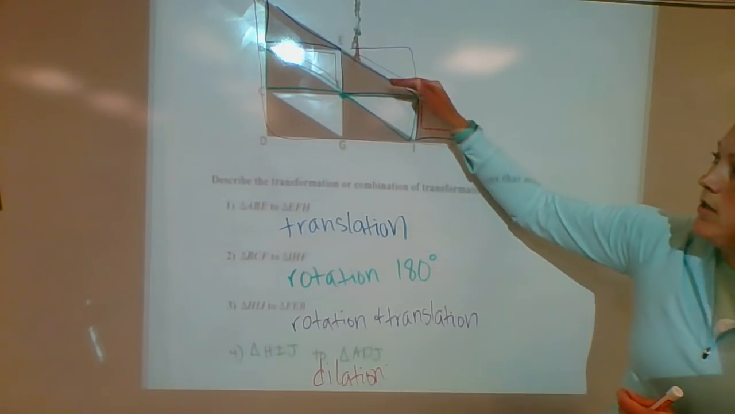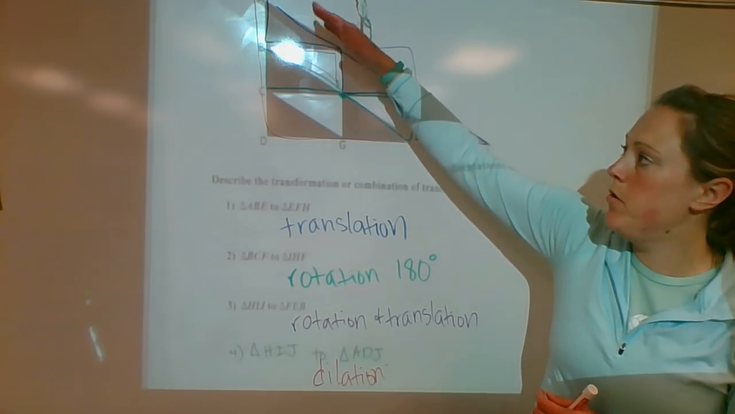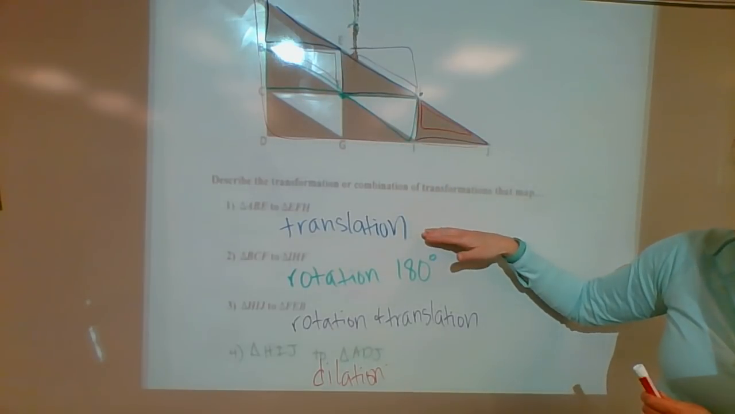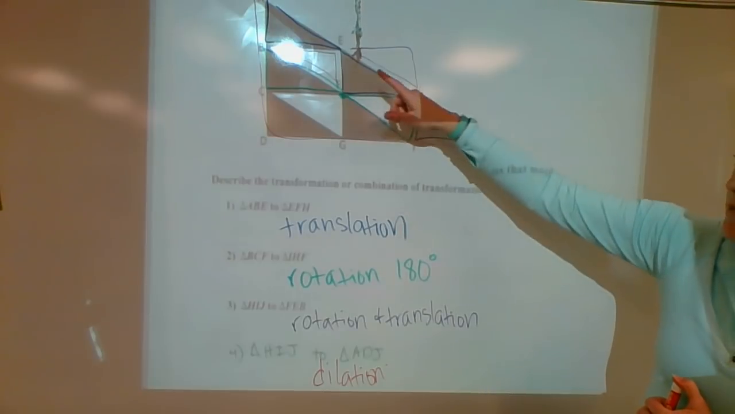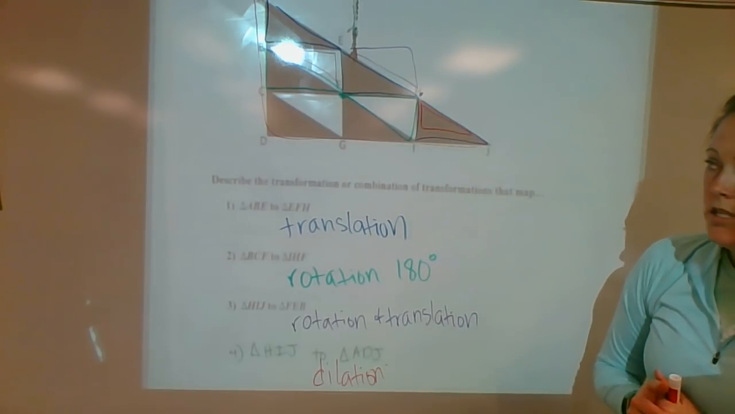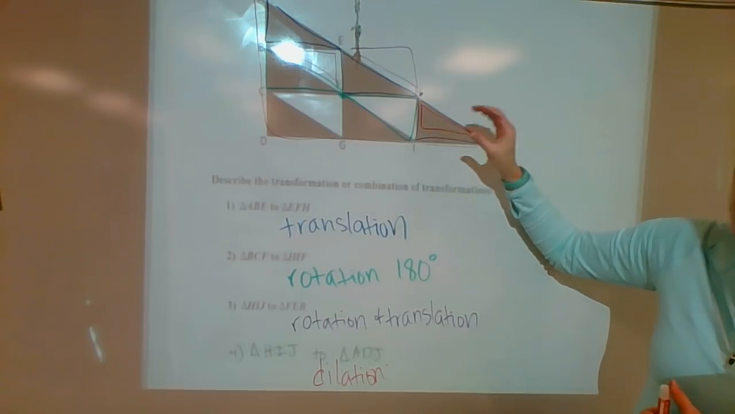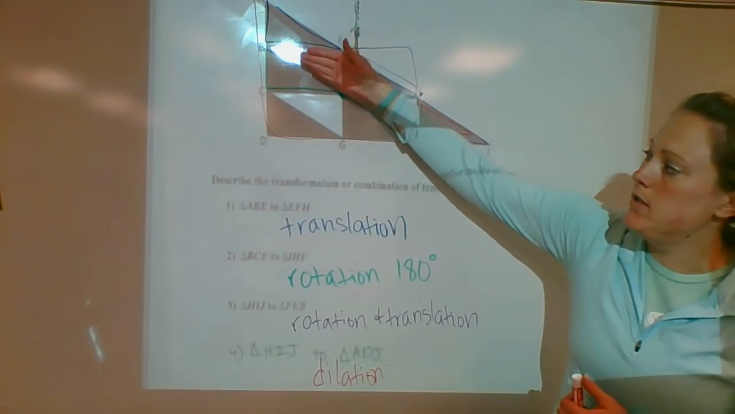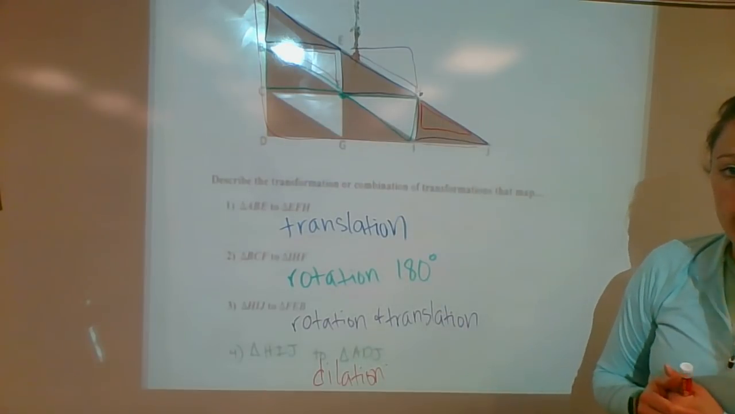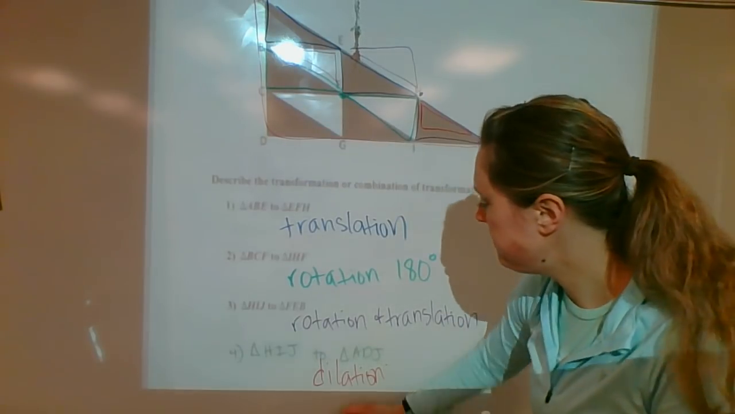So translation is if it moves over and then up, or say it goes down and then over. It doesn't matter how many it moves as long as it stays upright. A rotation will spin it. A dilation will make it either bigger or smaller. And then there is no reflection in this type of picture. If I was to flip it down, then my triangle would be upside down and it wouldn't keep that pattern going. Okay.